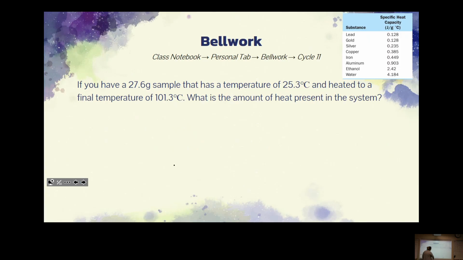In your bell work, you do not have this table up here at the top that gives you specific heat, so make sure you are utilizing this on the slide. Based on your thought experiment, we should have discovered that to calculate heat, we use this equation. You've got mass, specific heat capacity, and the change in temperature to find heat. If we don't remember that right now, I'm going to recap it in a second.